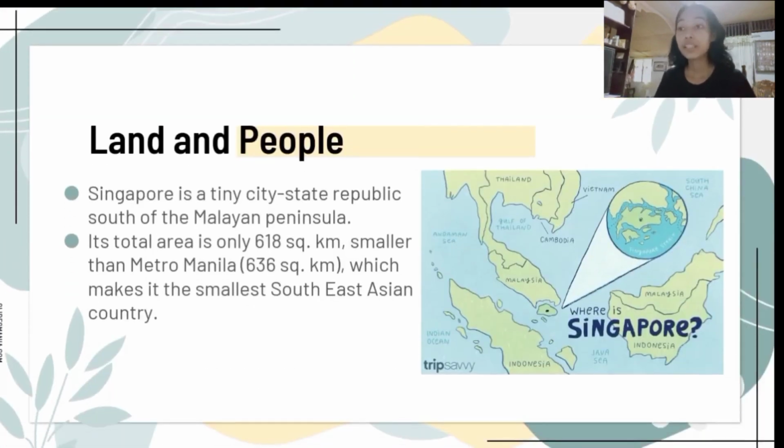Land and people. Singapore is a tiny city-state republic south of the Malayan Peninsula. Its total area is only 618 square kilometers, smaller than Metro Manila by 636 square kilometers, which makes it the smallest Southeast Asian country. The main island, as we see in the picture, is separated from the Malaysian Peninsula to the north by the Johor Strait. As you can see, it is only a small island. It is a sovereign island country, which is below Malaysia and above Indonesia.